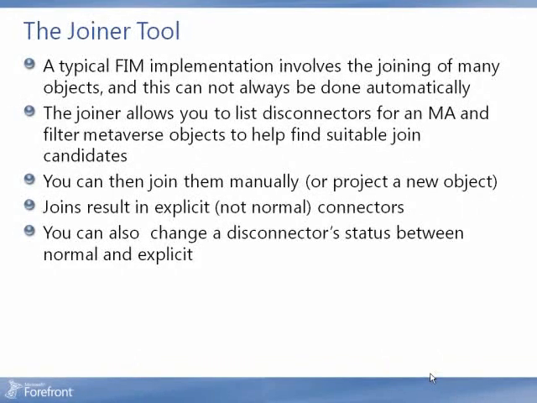By the way, if you make a manual join, the connect space object involved does not become a normal connector. Rather, it is an explicit connector. This has the interesting property that a filter will not disconnect it. More of this in the next module. One extra feature of the joiner, and this is the only place you can do this, is that it allows you to change the status of a disconnector between normal and explicit.